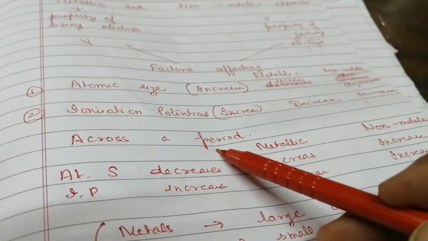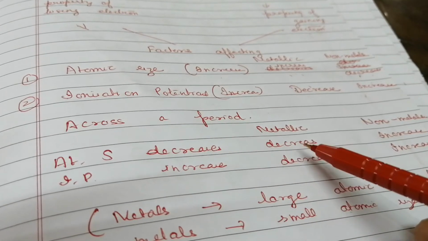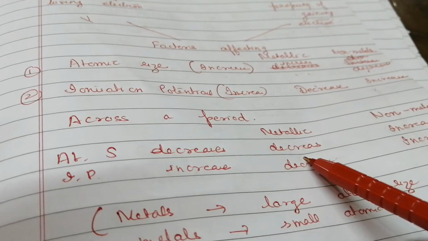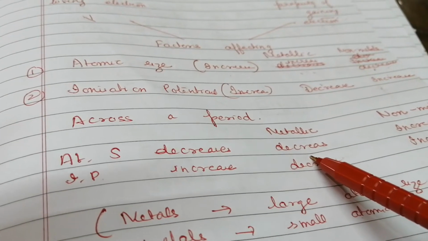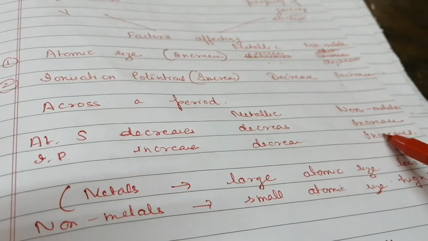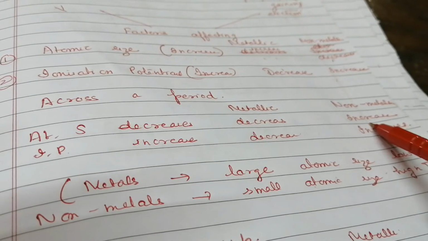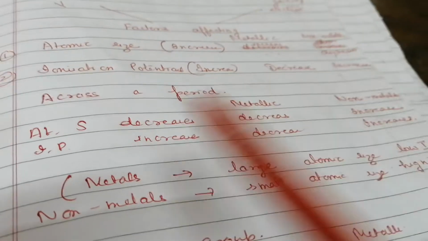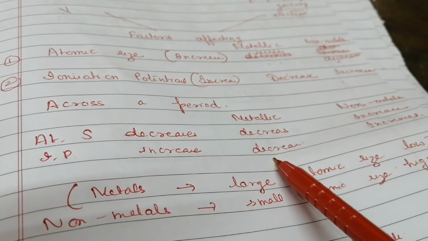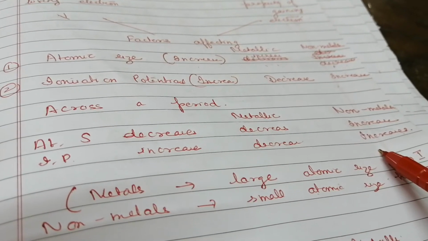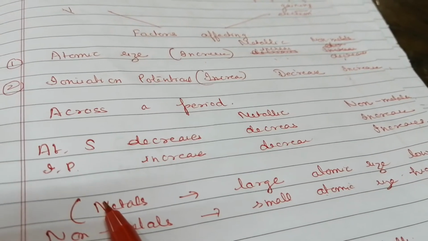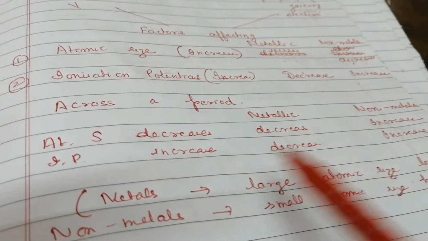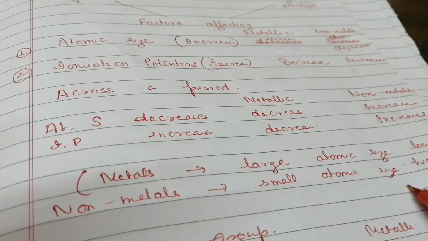So what happens across a period? Atomic size decreases. So the metallic character also decreases. The size is small, there is more force of attraction, there is less tendency of losing electrons, and the non-metallic character will increase, that is, the tendency of gaining electrons increases because of the more attraction on the outer shells. Then the IP increases, the metallic character decreases, and the non-metallic character increases. So what we see across a period is that the metallic character decreases and the non-metallic character increases.